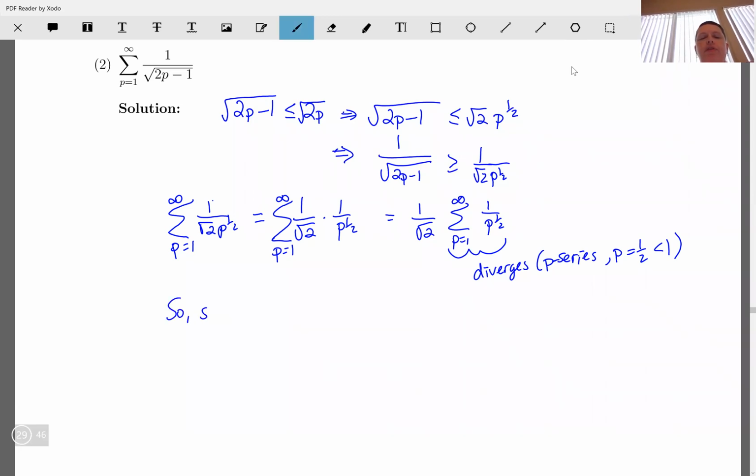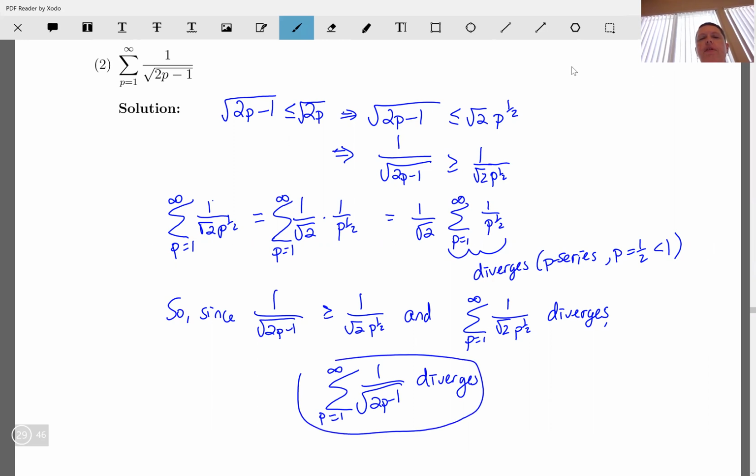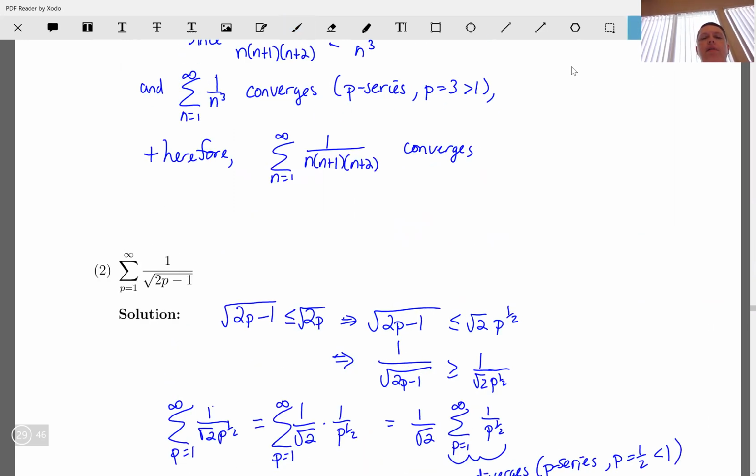So here we go. Since this is greater than or equal to 1 over square root of 2 times p to the 1/2, and that series we just established diverges, what does that tell us? That tells us that our given series also diverges. So this is just straight out by the comparison test.